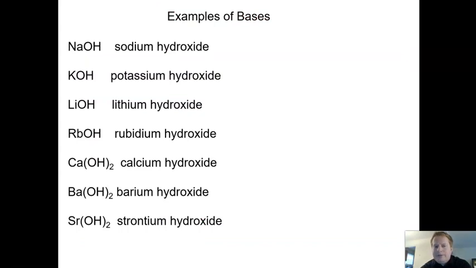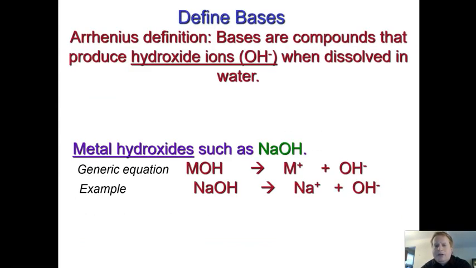And again, hopefully you start to see a pattern here of what makes a base a base. And so according to Arrhenius, a base will produce hydroxide ions when dissolved in water. So if we look back, Arrhenius said that an acid will produce H+ when dissolved in water. A base will produce OH- when dissolved in water, or hydroxide. And here's our generic equation.